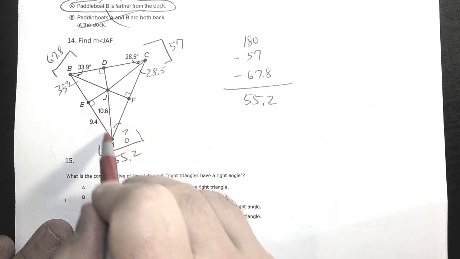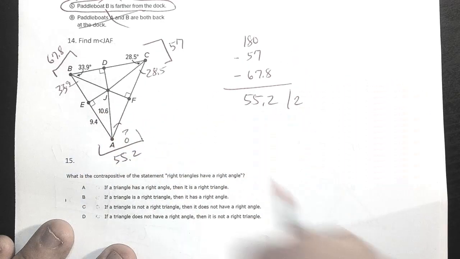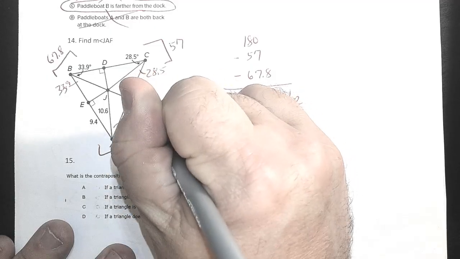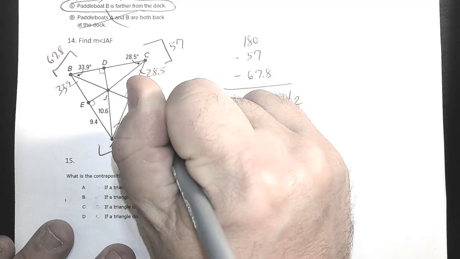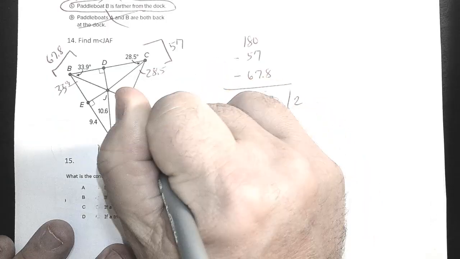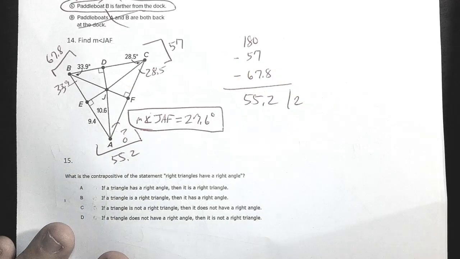Well, remember, these are split in half, so we need half of that to give them JAF. So half of 55.2 means the measure of angle JAF equals 27.6 degrees. Okay.